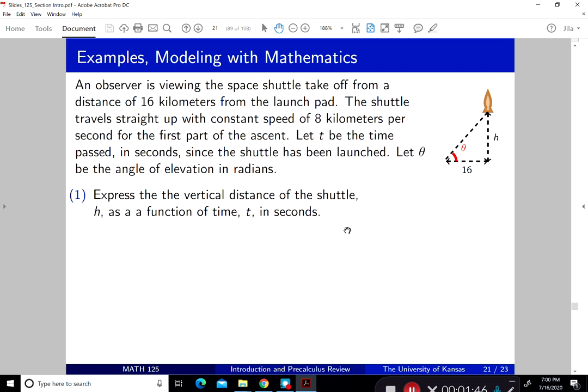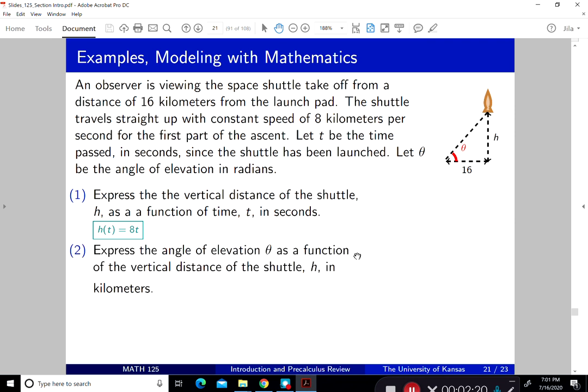So the first part of the question here is to express the vertical distance of the shuttle h as a function of time t in seconds. The constant speed is 8 kilometers per second, and that means the height is going to be the constant speed times time passed, because it starts at height equal to 0 and goes up. Now, the second question: express the angle of elevation theta as a function of vertical distance of the shuttle h in kilometers.